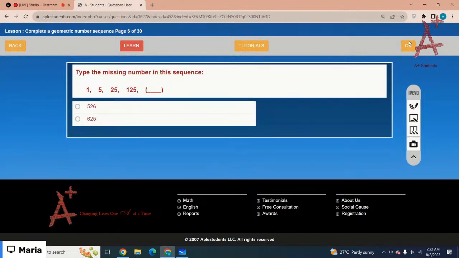Okay, which is the next number? Type the missing number in the sequence. So which is the correct option?